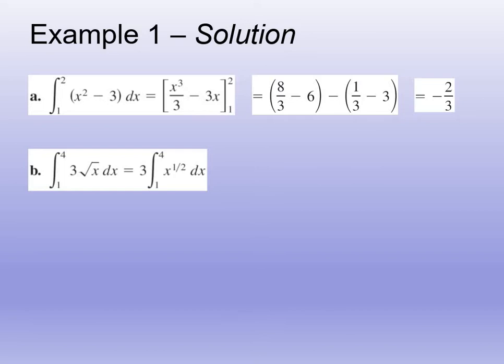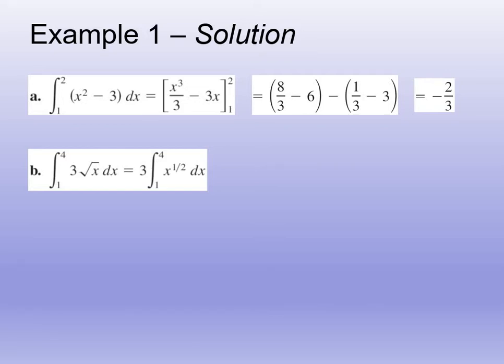All right, next integral. We're going to take the integral from 1 to 4 of 3 times the square root of x dx. Now that 3 is a constant, we can pull it out in front of the integrand, all right, and then rewrite the square root of x as x to the 1/2, so that we can easily take the antiderivative.